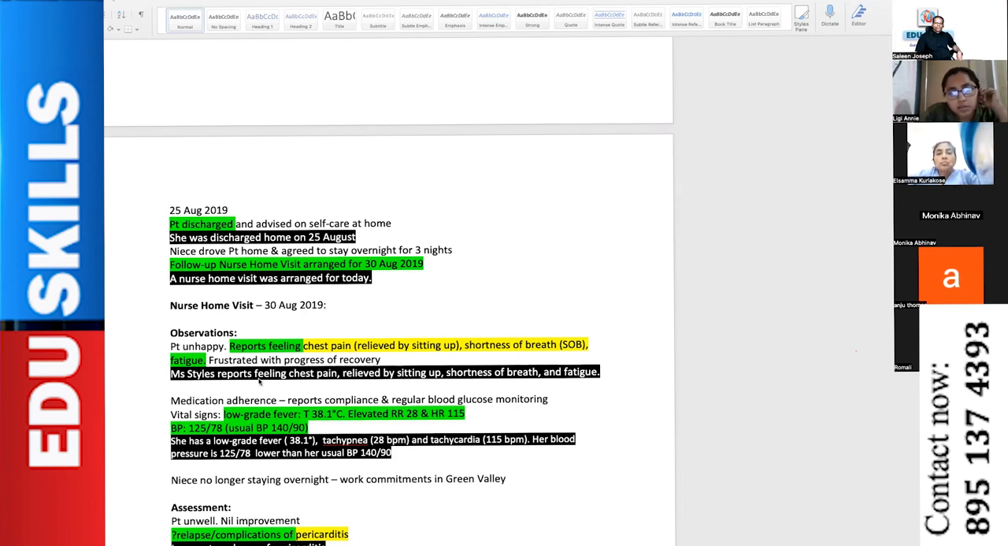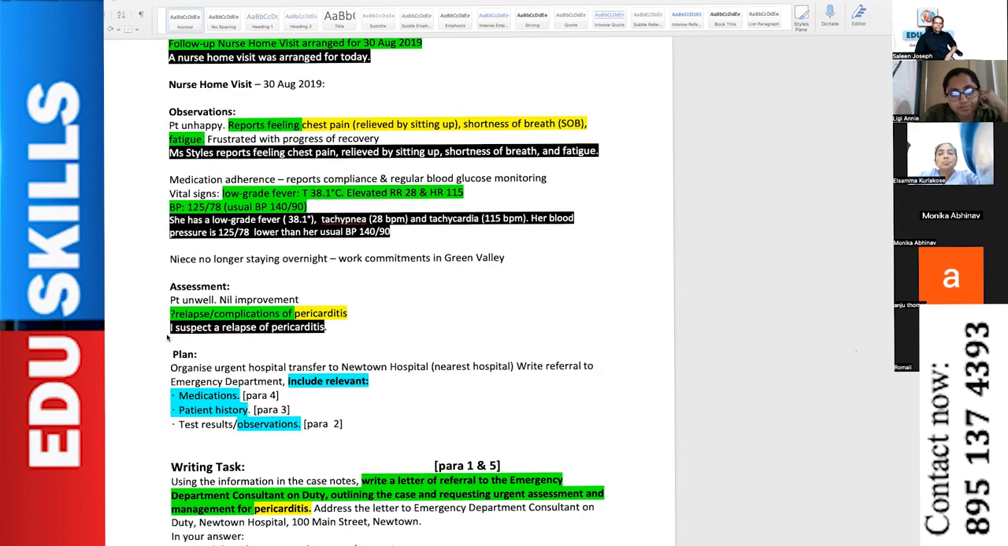Ms. Styles reports feeling chest pain relieved by sitting up, shortness of breath, and fatigue. She has a low-grade fever, 38.1 degrees, tachypnea, 28 breaths per minute, and tachycardia, 115 beats per minute. Her blood pressure is 125/78, lower than her usual BP, 140/90. I suspect a relapse of pericarditis.